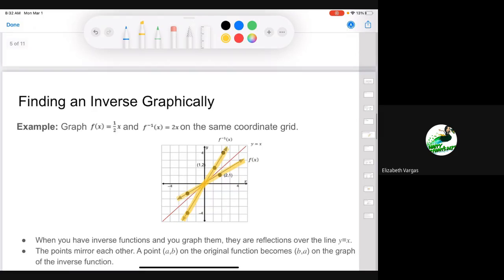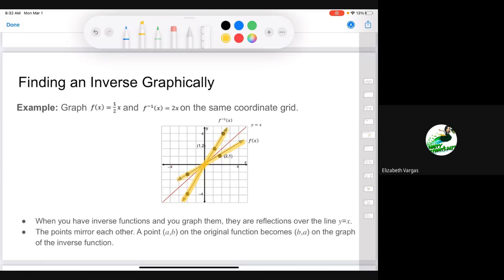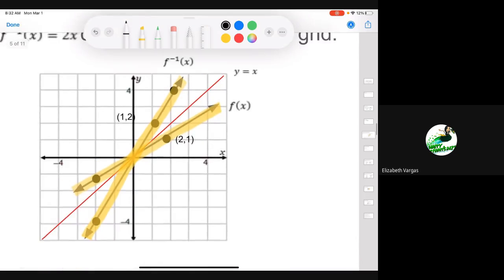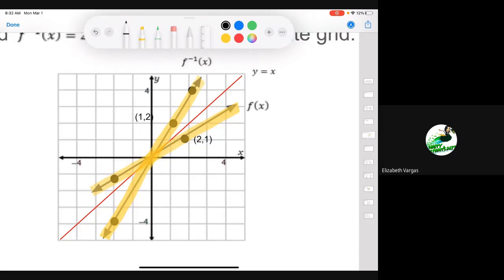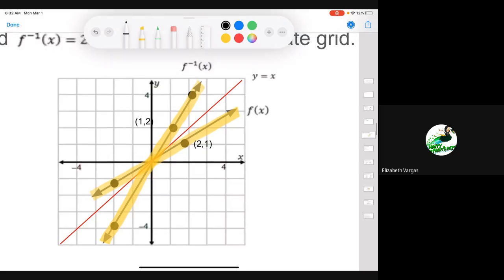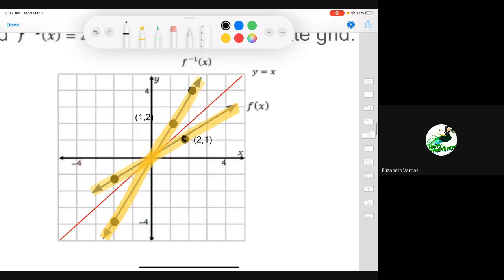So now I'm going to move on to finding an inverse graphically. Here we have graphed f(x) equals 1/2 times x, which is this graph right here. What else is being graphed is its inverse, which is 2x, this one right here. What we see is that whenever we graph a function and its inverse, the inverse function is reflected across the line y equals x. That is the red line right there. So our original f(x) is reflected across that line to create the inverse of f(x). You can also see that these coordinates right here do the same thing that we saw before.